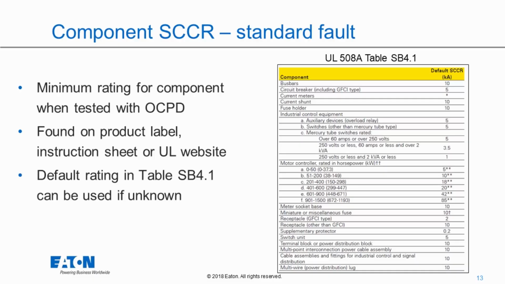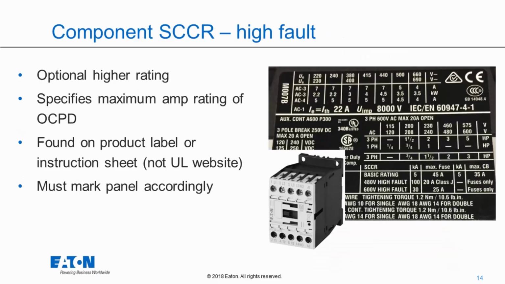You can always find that rating; it should be listed on the product, but you can also find it in table SB 4.1. The next type of rating is a high fault rating. So this is a higher rating, optionally higher, right? And it's going to specify the maximum amp rating of that overcurrent protective device.